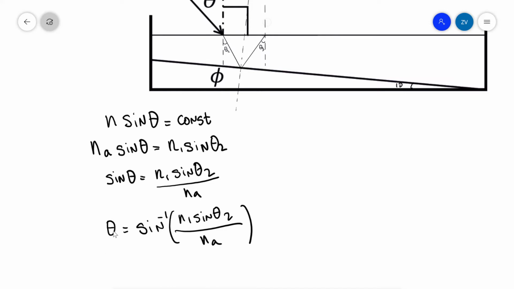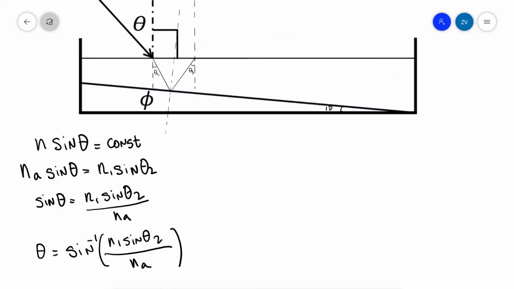Now I'm going to take a backwards approach. I'm going to find my theta 3 first of all, our critical angle. Then I'm going to see if I can use geometry to work my way back and find theta 2. Well, let's do this.